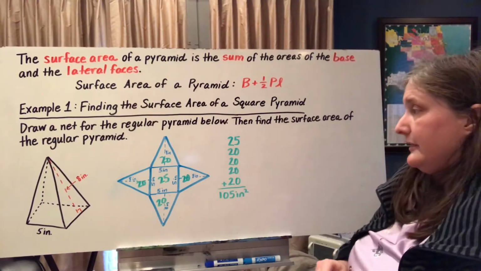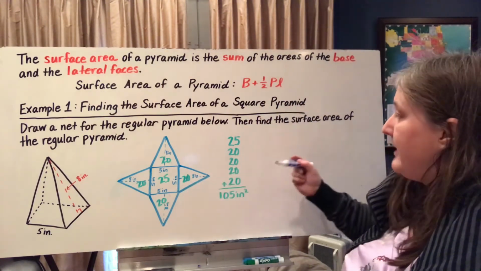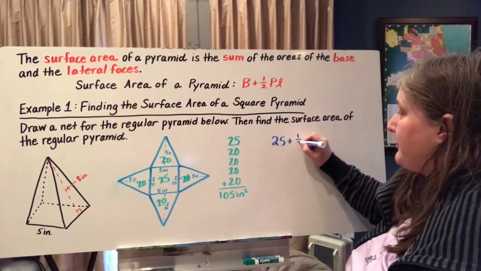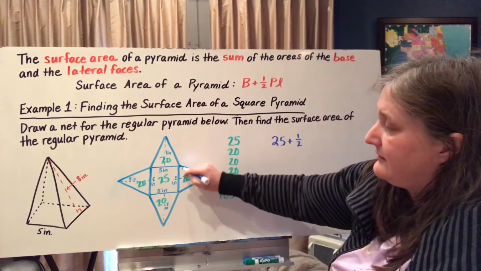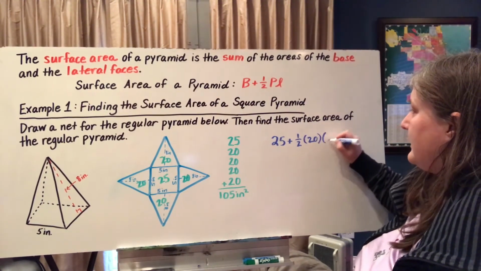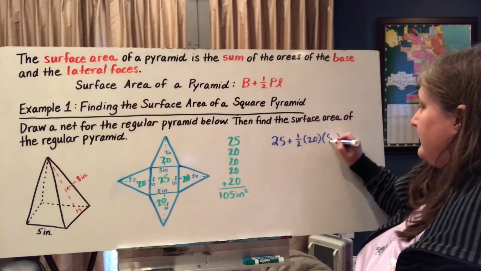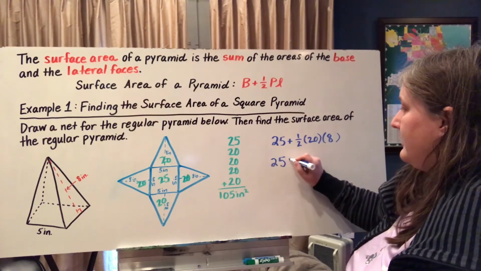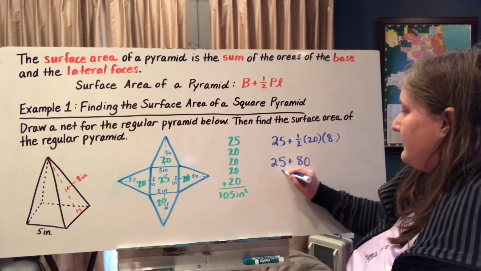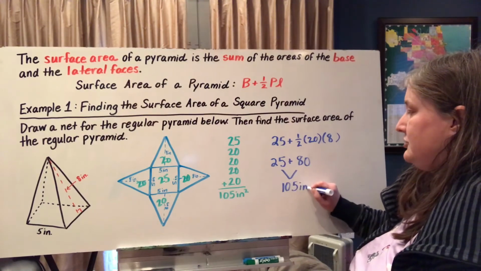Now another way that I could find this area is to use my formula. The area of the base in this case was the 5 by 5 square, or 25, and I'm adding that to half the perimeter of the base. The perimeter of the base is 5 plus 5 plus 5 plus 5, or 20, times the slant height of the entire pyramid, which is 8. So I'm going to have 25 plus half of 20 is 10, and 10 times 8 is 80. 25 plus 80 gives me my grand total of 105 inches squared.